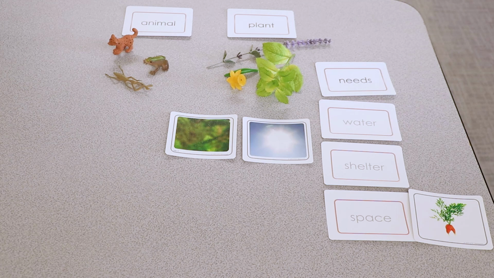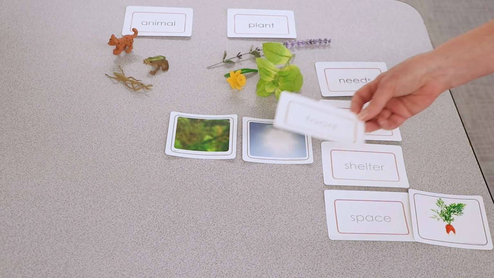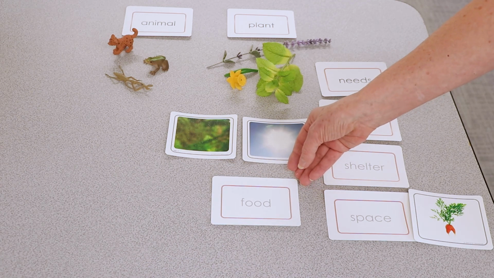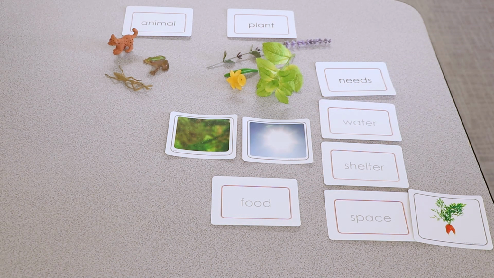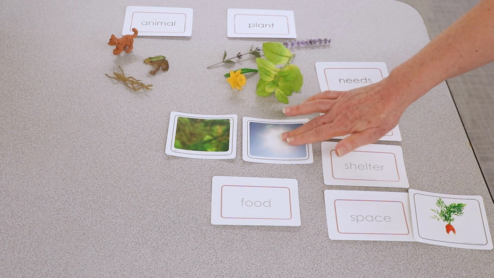And all living things also need food. Now, not all animals and plants require the same type of food. The food that a plant gets, it makes from the water and the sunshine that it receives.